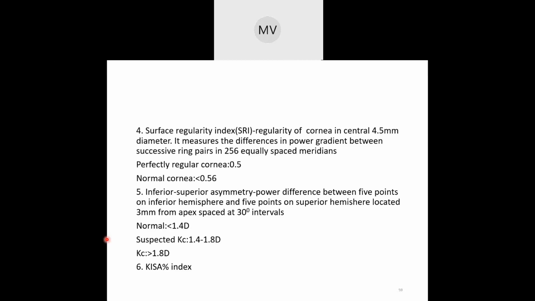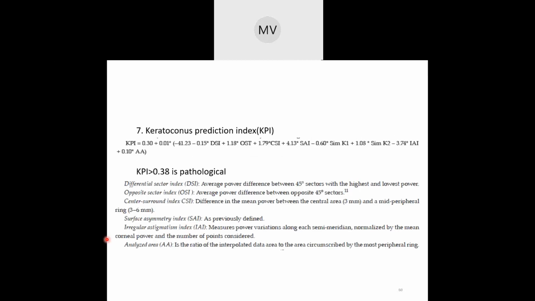Then KISA percentage indexes should be evaluated. If it is more than 100%, then that's basically a typical sign of keratoconus. Then keratoconus prediction index. So keratoconus prediction index will also give an idea. If the keratoconus prediction index is more than 0.38, it is pathological.